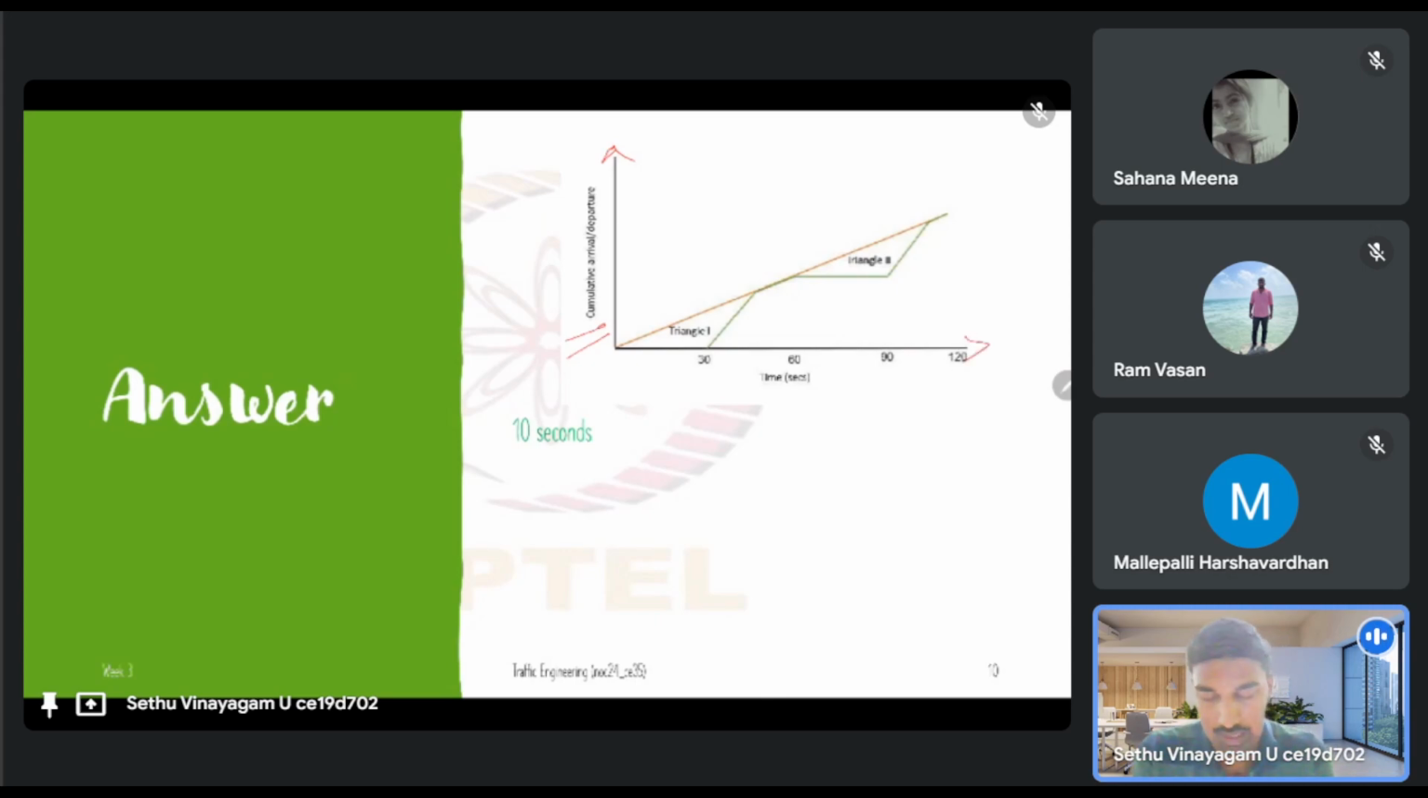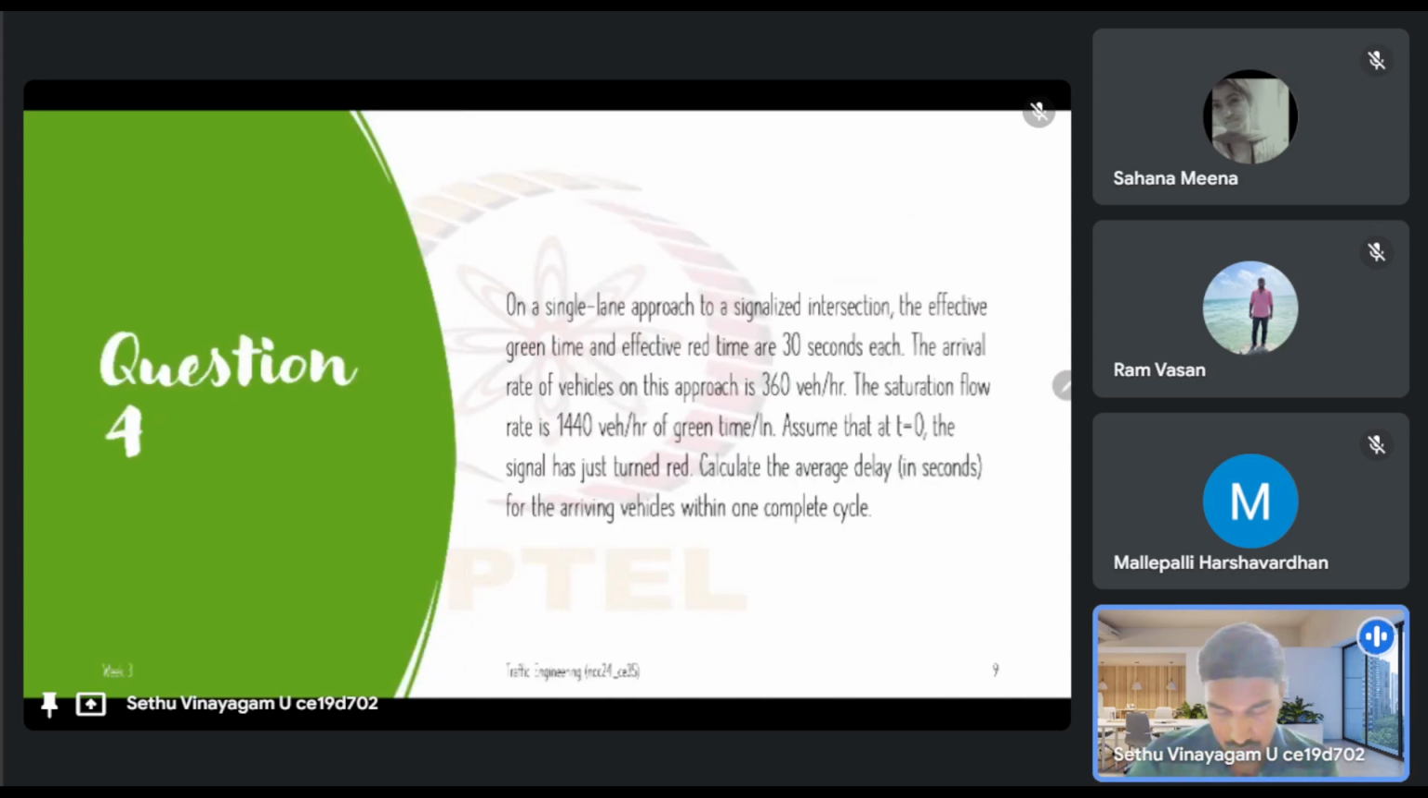Okay, so over time, how many vehicles are entering and leaving? That will give you the arrival and departure curves. So in our example, what do we have? We have a signalized intersection, which has an effective green time of 30 and an effective red of 30 seconds, right? Which means one cycle of this signal is 60 seconds.